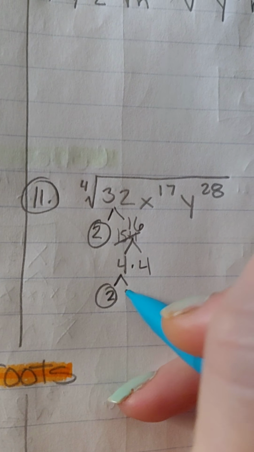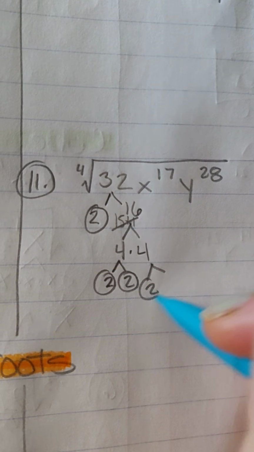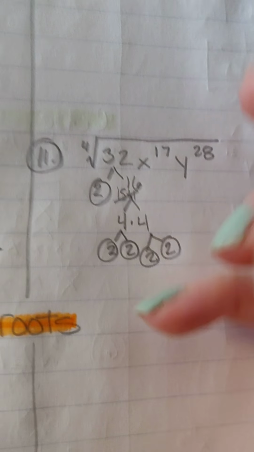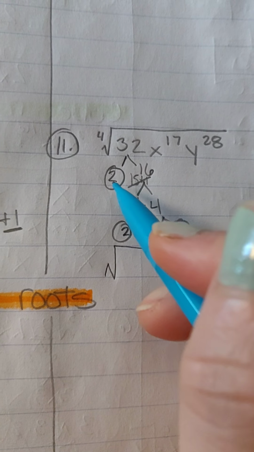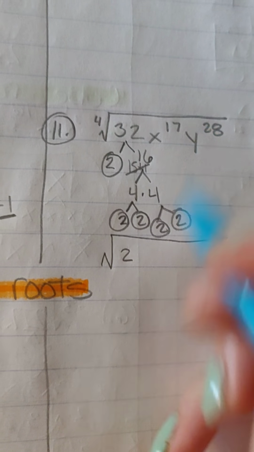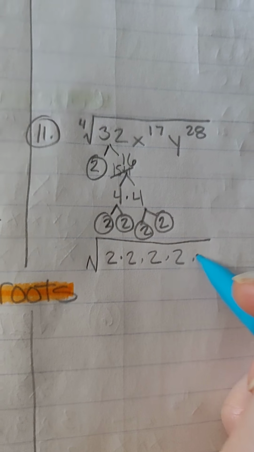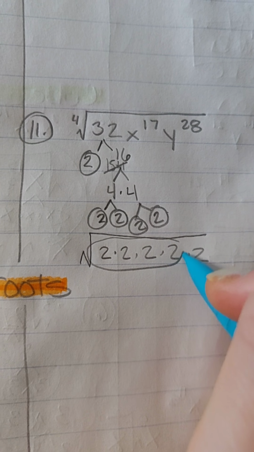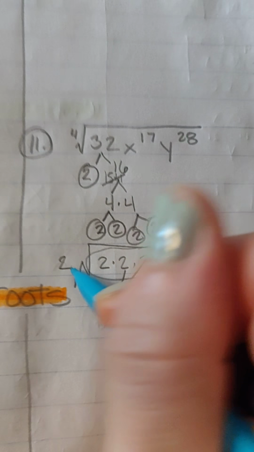This is 2 times 2 times 2 times 2. And that is 1, 2, 3, 4, 5. 2's under the square root, but we're only looking for 4. 2 times 2 times 2 times 2 times 2. Here's 4 numbers that are the same. That cancels out and moves to the outside of the square root.